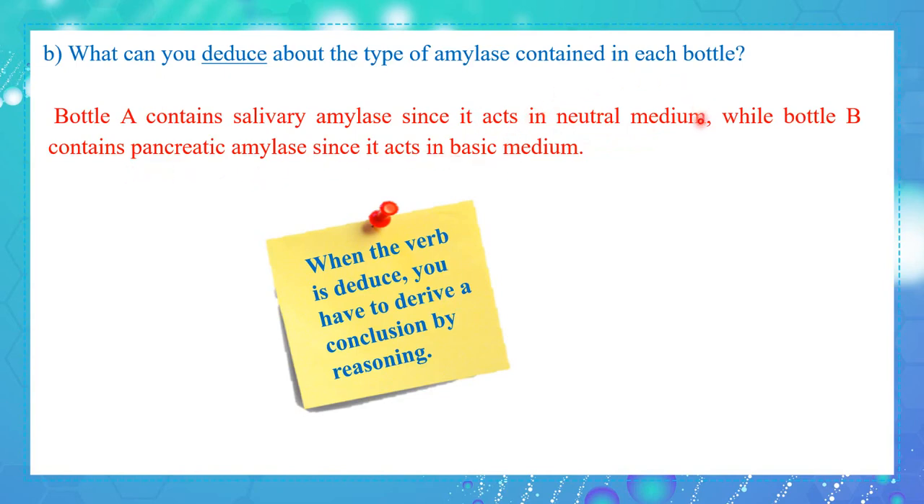Remember, what is the medium of saliva present in the mouth? It is the neutral medium. So this medium contains saliva, which means that it contains the enzyme salivary amylase. However, the solution which is produced by the pancreas, which reaches the intestine, is the pancreatic juice that has a basic medium. So this enzyme is the pancreatic amylase, which is present in the basic solution of pancreatic juice.